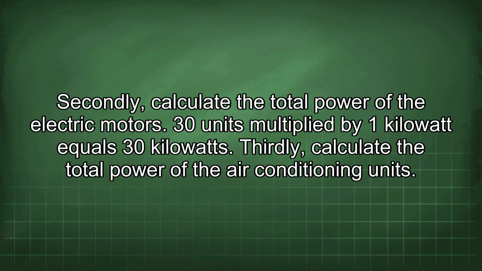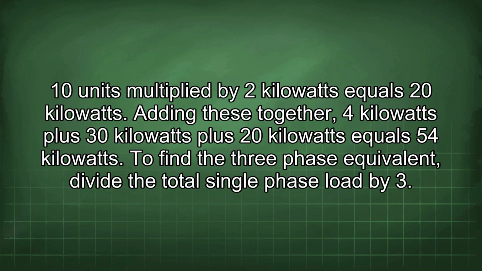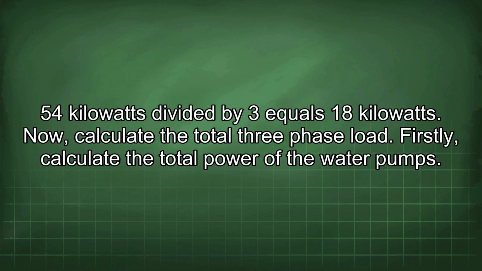Thirdly, calculate the total power of the air conditioning units. 10 units multiplied by 2 kilowatts equals 20 kilowatts. Adding these together, 4 kilowatts plus 30 kilowatts plus 20 kilowatts equals 54 kilowatts. To find the three-phase equivalent, divide the total single-phase load by 3. 54 kilowatts divided by 3 equals 18 kilowatts. Now calculate the total three-phase load.